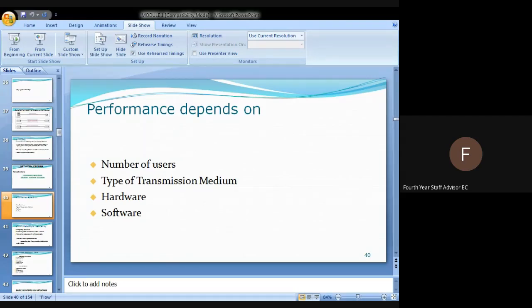Now the second one is the type of transmission medium. I have already told you there are different types of medium: coaxial, twisted pair, optical fiber cable, etc. Nowadays, most networks use optical fiber cable. Now, what is the advantage? Actually, what is the speed in sending the data through a connection?